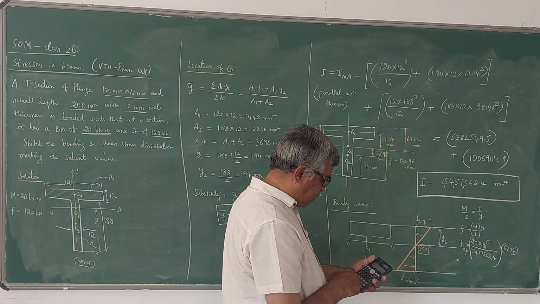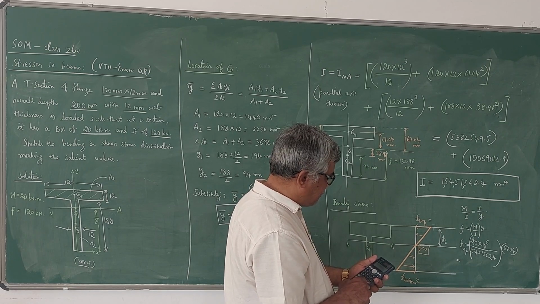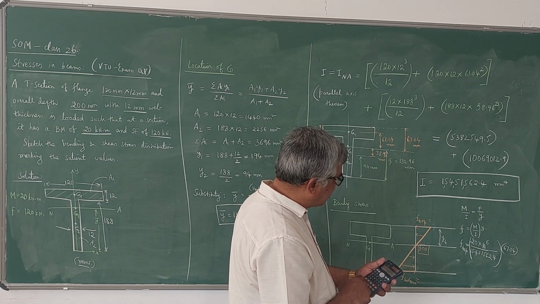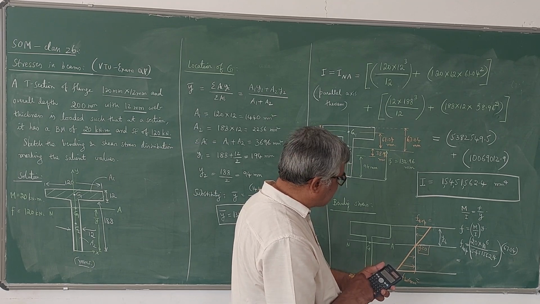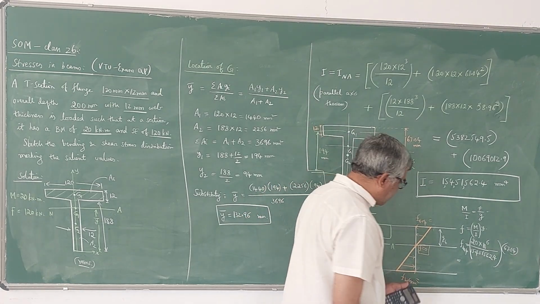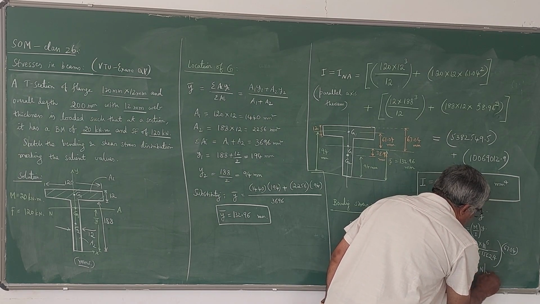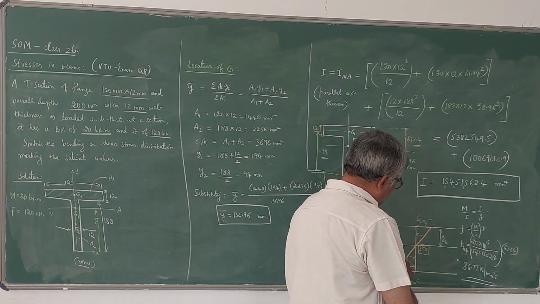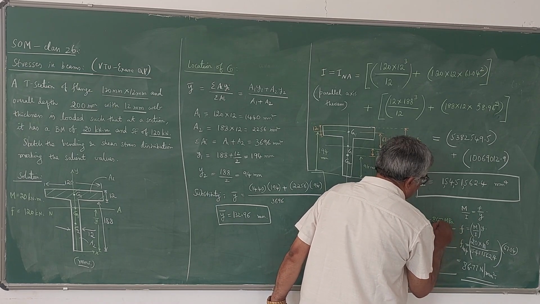So 20 into 10 power 6 divided by 154 515 62.4 into 67.04. So it is 86.77 Newton per mm square or MPa. So this is the bending stress at the top fiber, 86.77 MPa or Newton per mm square.